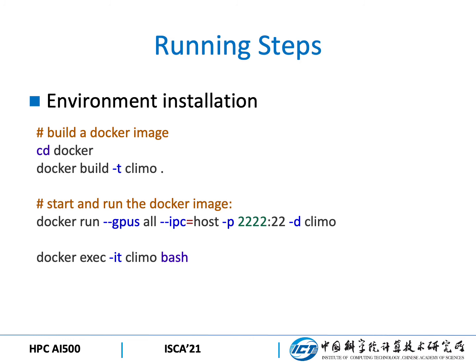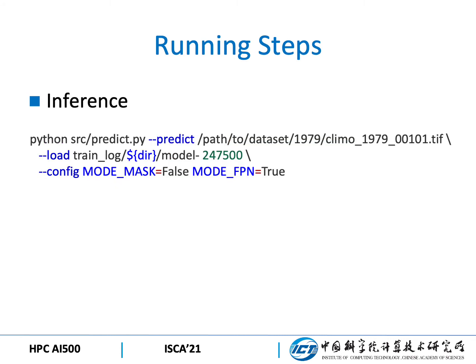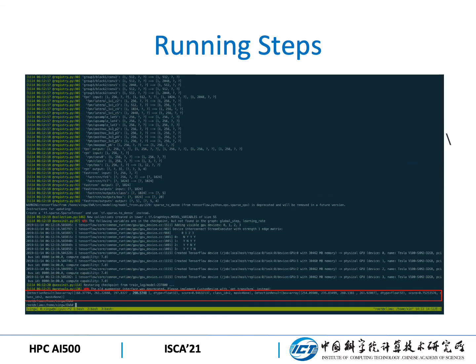The second step is the environment installation. We provide a Docker file that contains all the dependencies. Users can build a Docker image based on this Docker file and then start running it by this command. We also provide the training script to perform distributed training. Our implementation is based on OpenMPI and Oracle. After training, we can execute the predict script to check the model quality. The result is shown in the screenshot.